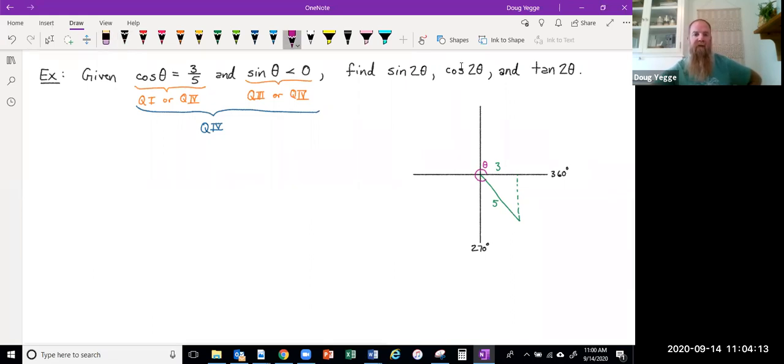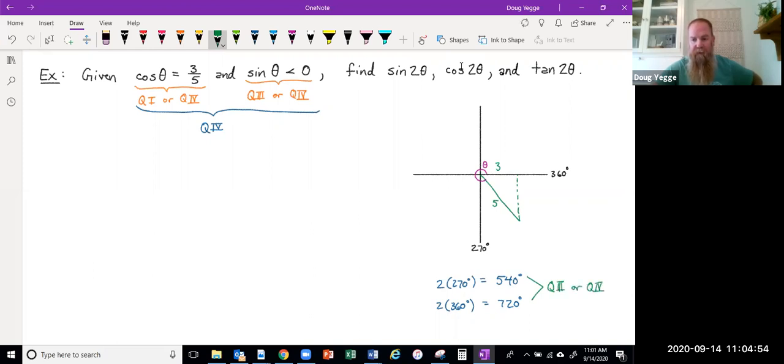So let's look at what twice those angles are. If I take a look at 2 times 270 degrees, and then I look at 2 times 360 degrees, then that means that if I double that angle, I would be somewhere between 540 degrees and 720 degrees. So if you think about where that is, that just means that twice that angle is going to be somewhere in the third or fourth quadrant on the second rotation around.